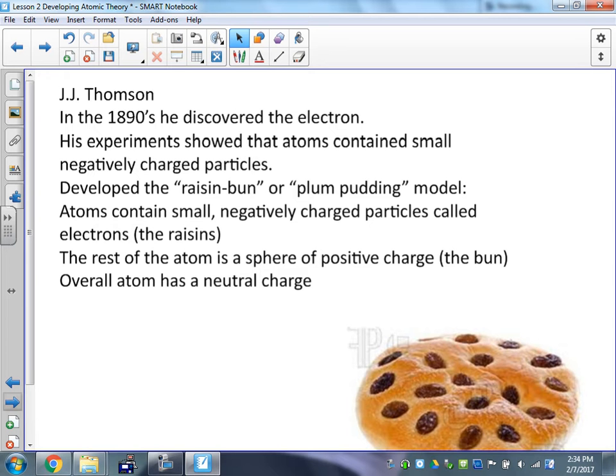So if you want to consider a model or a diagram, that's what you'd be filling in there. The model was a sphere of positive charge with electrons embedded inside of it, negative particles, the electrons. So that was Thomson's idea of what his model looked like.